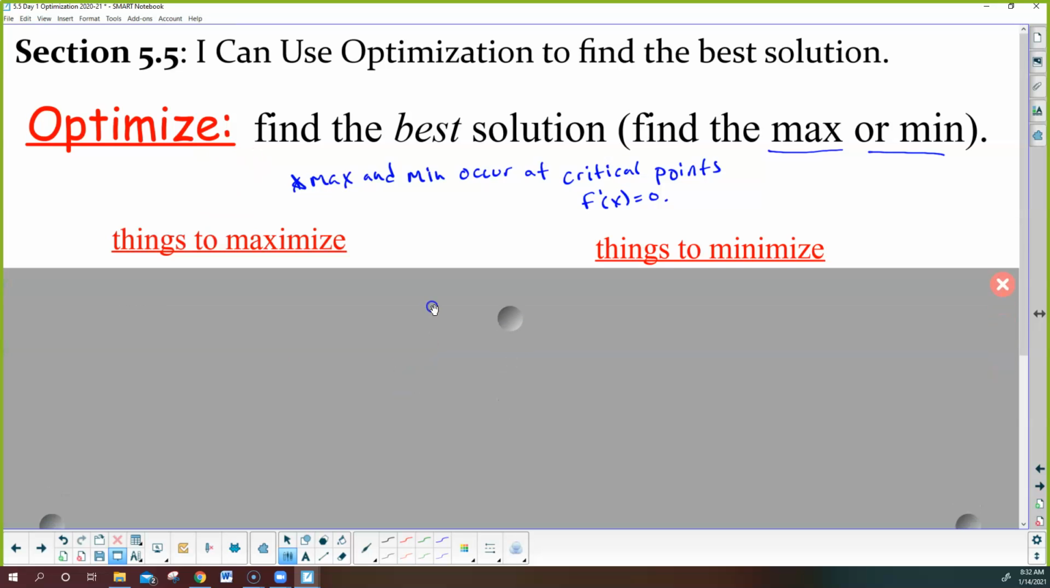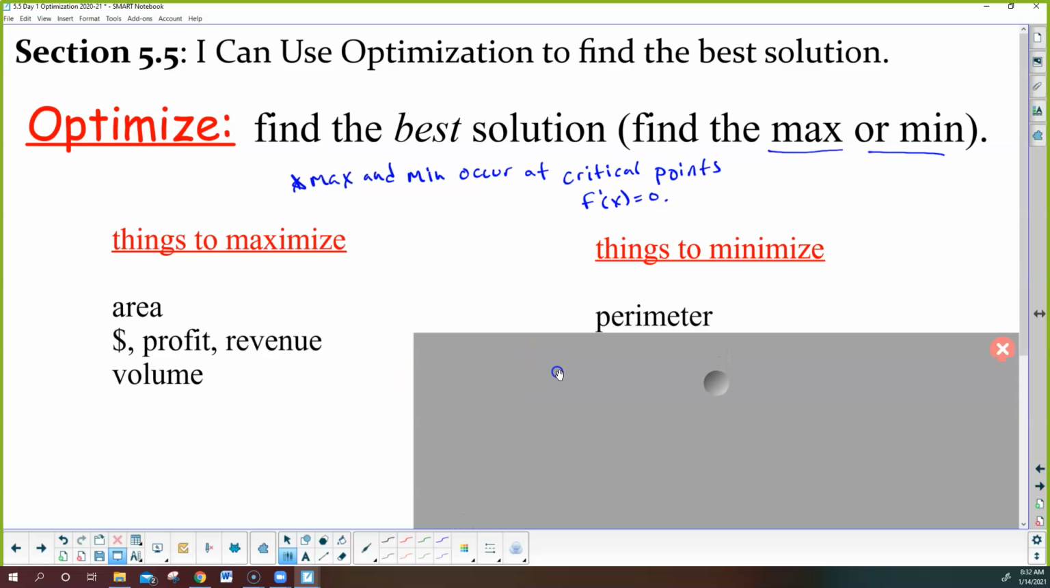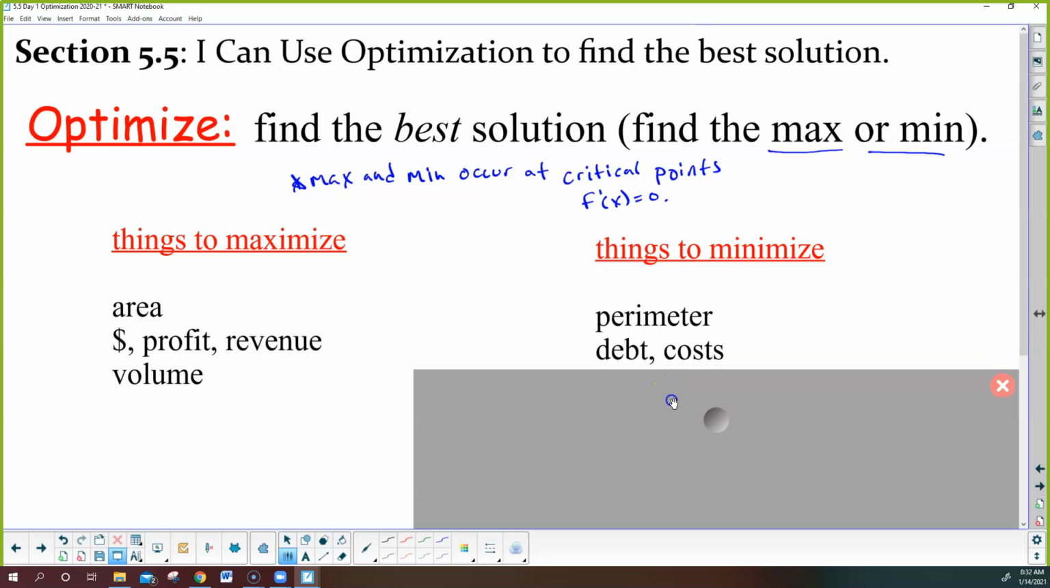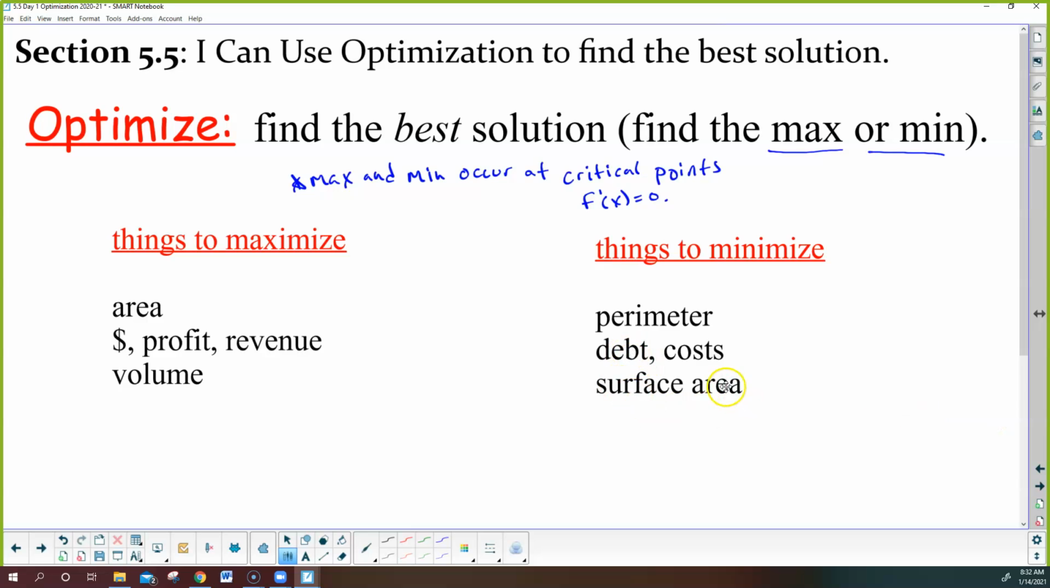All right, you don't have to write these two things. This is just when we say max and min, what are some things you might want to maximize? Well, maybe it's the area of a patio. Maybe it's the money, profit, or revenue from a company, or maybe you want to maximize the volume of a solid. What are things you could minimize? Maybe you want to find the smallest perimeter. That would be like using the least amount of fence to surround an area. Maybe you want to limit or minimize your debt or the costs. And some things you could also want to minimize could be surface area.